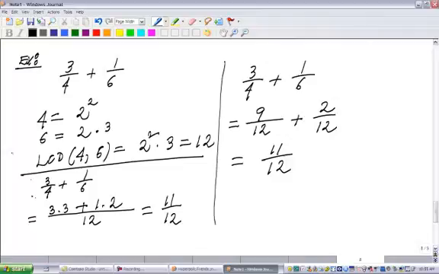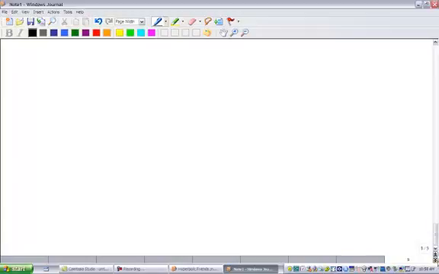I multiply 4 by 3, I get 12. And then I multiply the numerator 3 by 3, which is 9. Right? Is that okay? Okay. How about if I have the following question, okay?